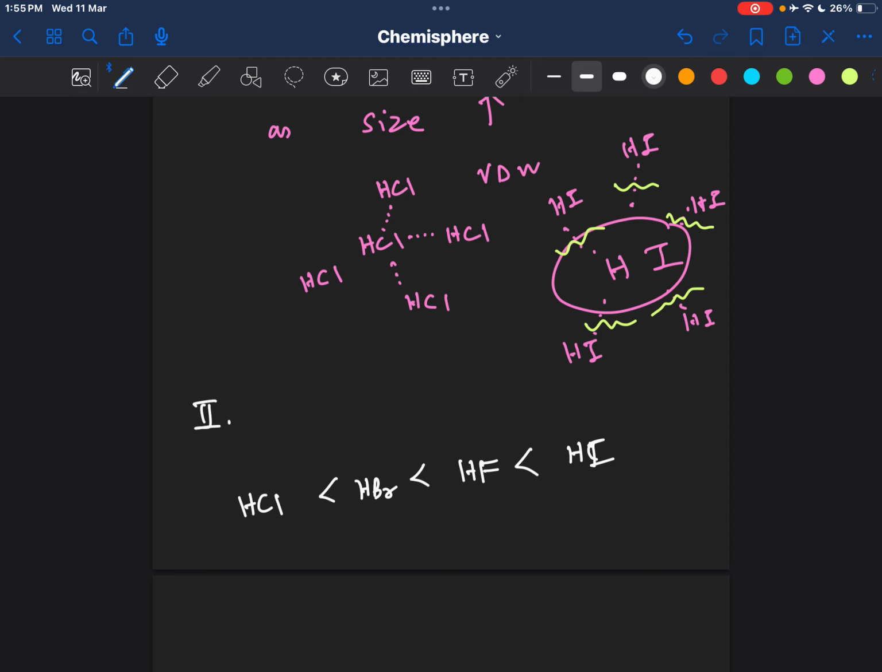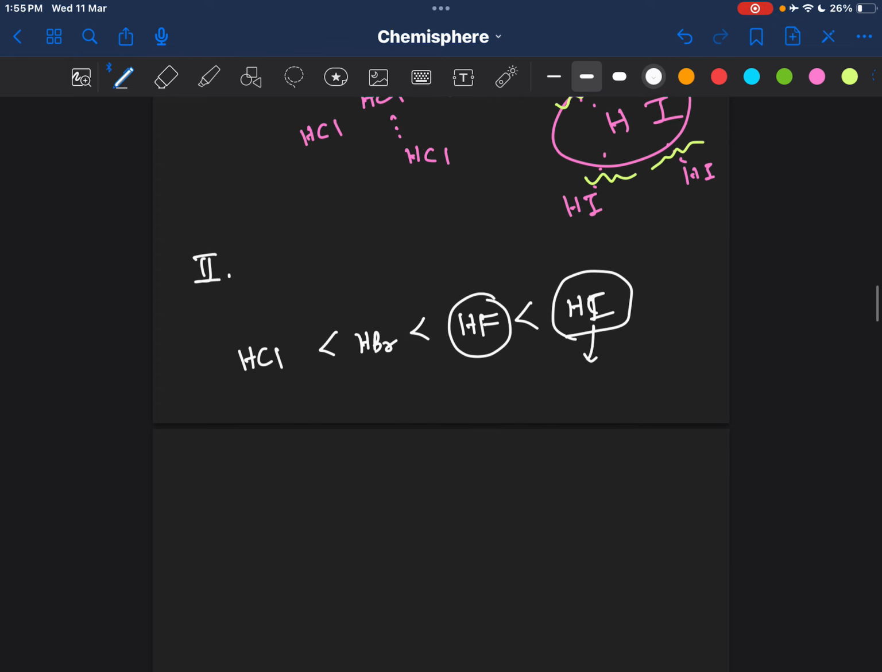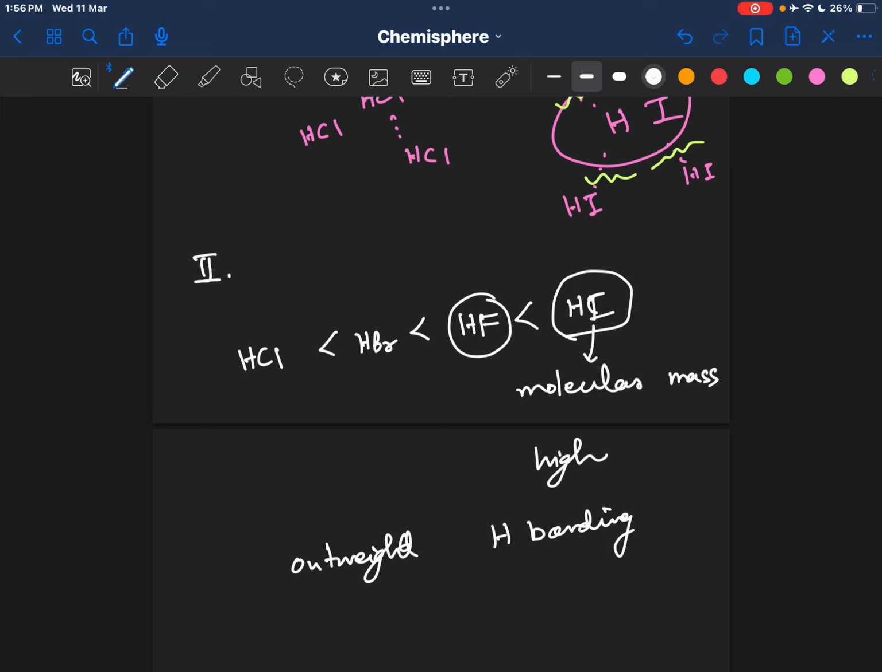HF shows hydrogen bonding in the solid state, so that's why it has an abnormally high melting point. But we need to understand why HI's melting point is even more than HF. The reason is because it has very high molecular mass. Its molecular mass is high, and the London dispersive forces, or you can say the van der Waals forces, kind of outweigh the hydrogen bonding.